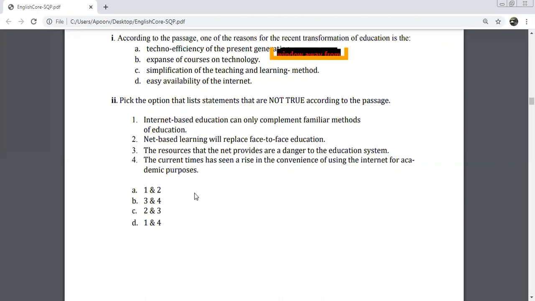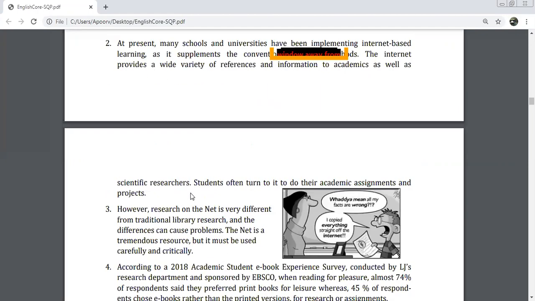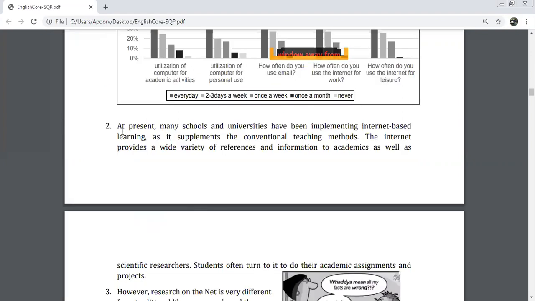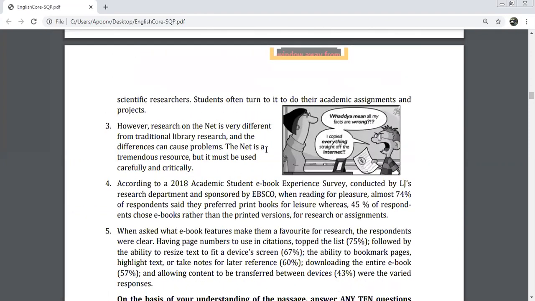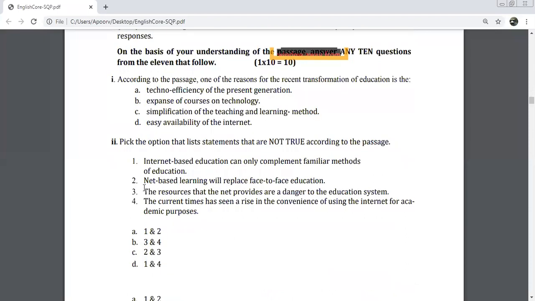It can only complement the familiar methods of education. Yes, ma'am. It cannot replace. See, beta, they're saying very clearly that it cannot replace. It can just complement. That is what they're saying. Supplements the conventional teaching methods. Look at this word supplement. It tells you that it is just an additional method. You can just add on to the conventional teaching methods. That means the first one is true according to the passage.